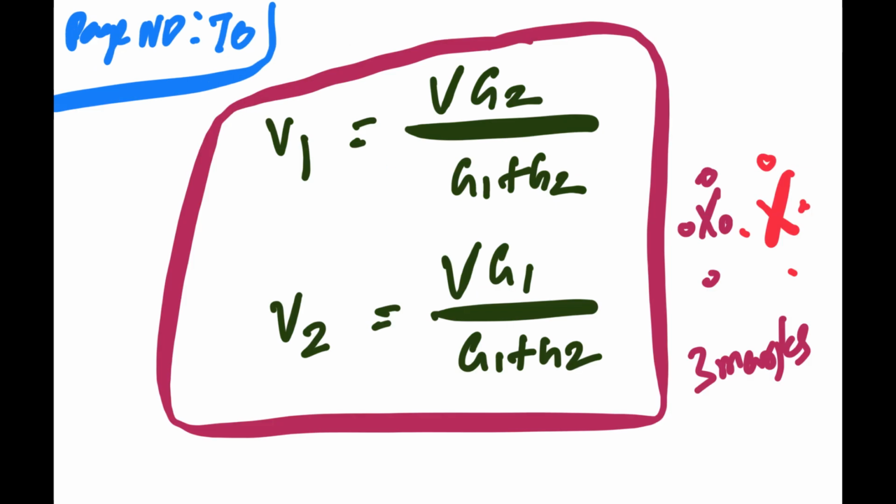Finally, we arrive at the V1, V2 formulas in conductance terms. V1 is V G2 divided by G1 plus G2. V2 is V G1 divided by G1 plus G2. That is another three mark question and answer. V1 and V2 in resistance terms is very important in this topic.